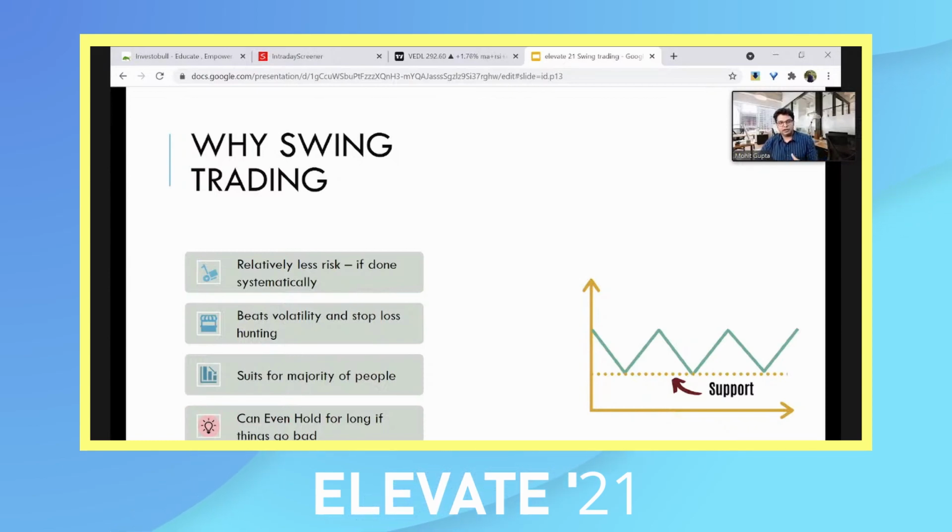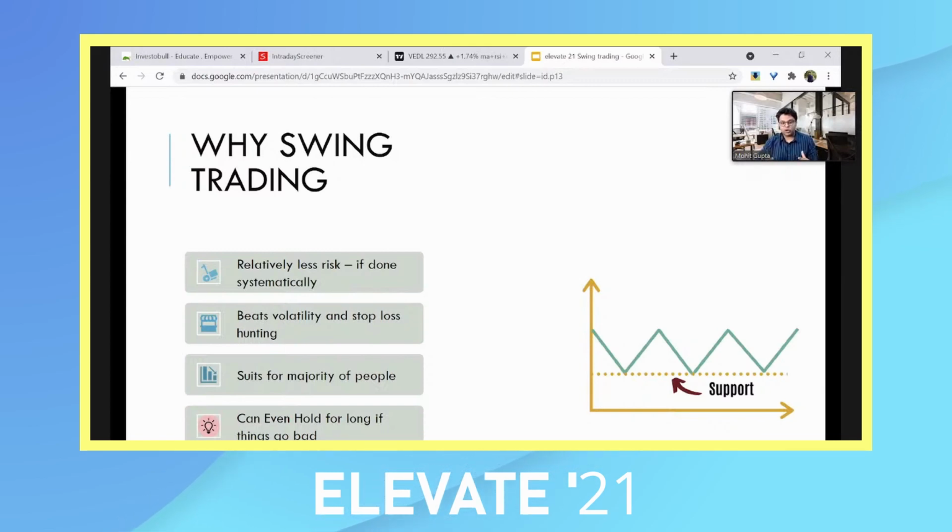Why? Because in intraday, right, movement can be defined by hundreds of factors which are not in our control. But in swing trading, we can have better control on technicals, and a better control in analyzing the fundamentals of stocks. So it is relatively less risky because we do not have to make immediate decisions.